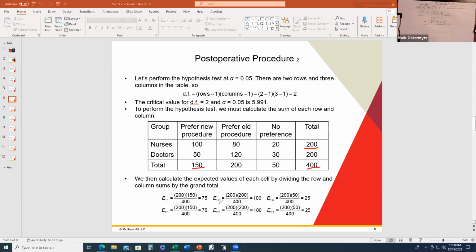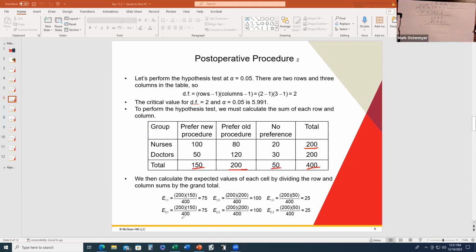Now, to compute the 1-2 expected frequency, under the null hypothesis, if it was true, we would expect 100 nurses to prefer the old procedure. How did we get that? We took the row 1 total of 200, multiplied it by the column 2 total of 200, and divided by the grand total of 400, and we get 100. The 1-3 expected frequency is found by taking row 1 total 200 times the column 3 total, which is 50, divided by 400, that gives us 25.